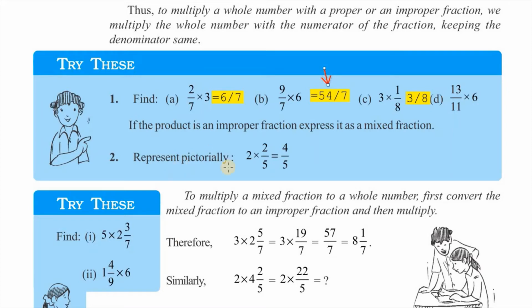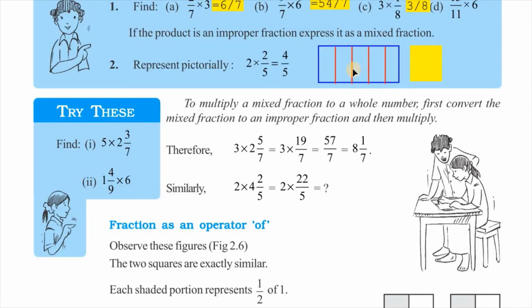Next we have represent pictorially 2 into 2 by 5. This is equal to 4 by 5. So here I have represented 2 by 5 as 2 out of 5 parts of a rectangle. Here we have 1, 2, 3, 4, 5 parts. So this portion represents 2 by 5. Similarly, if you want to do 2 times this, you can just take this one and copy it down. So this represents 2 times 2 by 5.